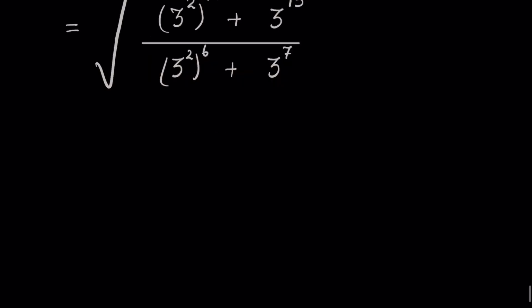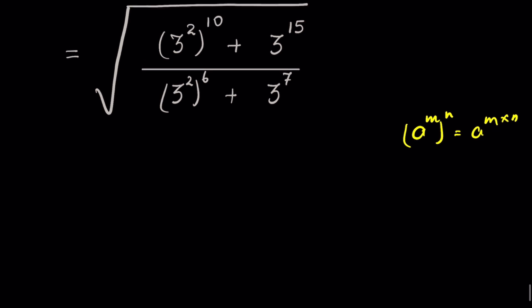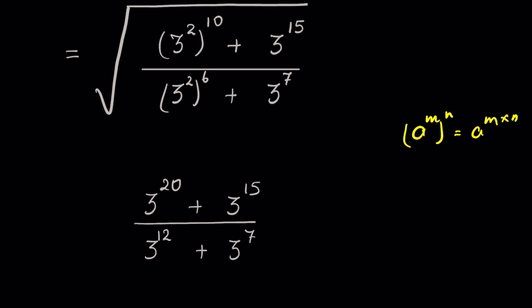Now there is an identity. If a raised to the power m whole raised to the power n, this is equal to a raised to the power m times n. So here we can write 3 raised to the power 2 whole raised to the power 10 as 3 to the power 20, plus 3 to the power 15 upon 3 to the power 12 plus 3 to the power 7, under square root.